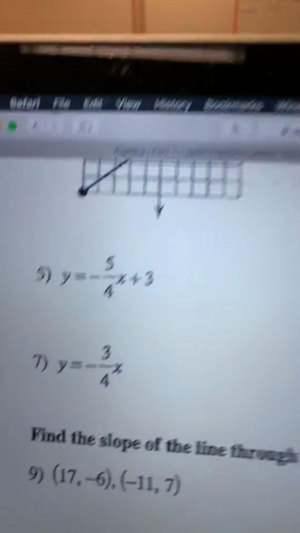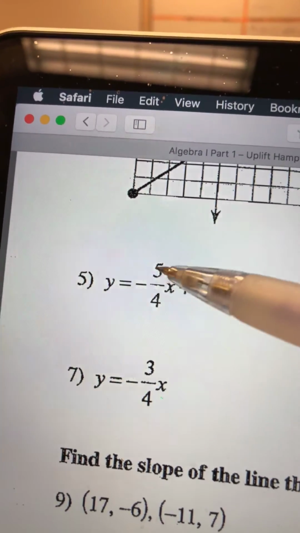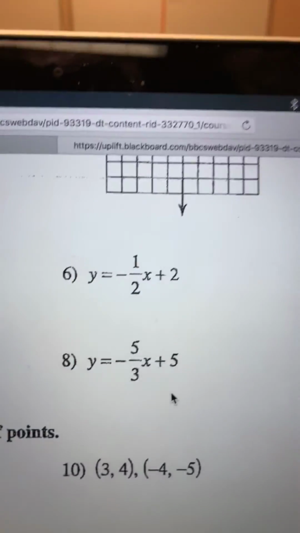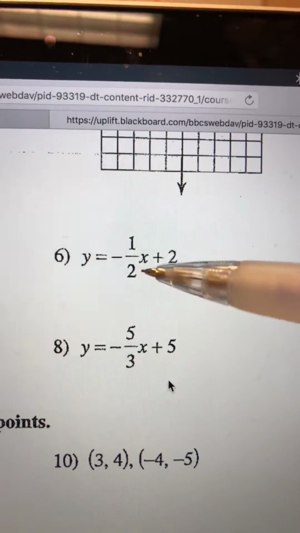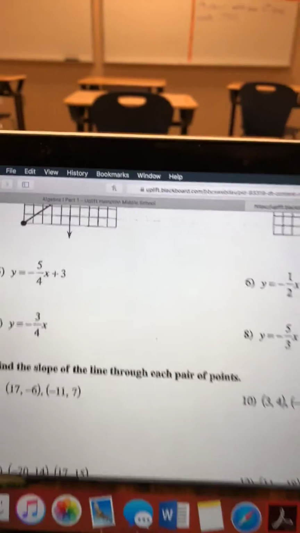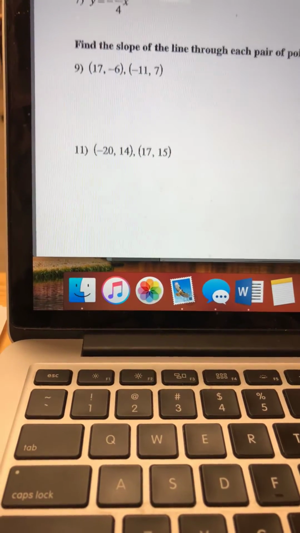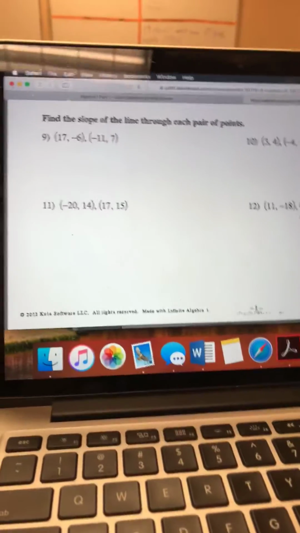So as I look at my first equation, what's in the m space is negative 5/4. So this is my slope. As I move on to number 6, what's in the m space is negative 1/2. So my slope is negative 1/2. Go ahead and try 7 and 8 with a partner. Teachers, that should only take them about 2 minutes.